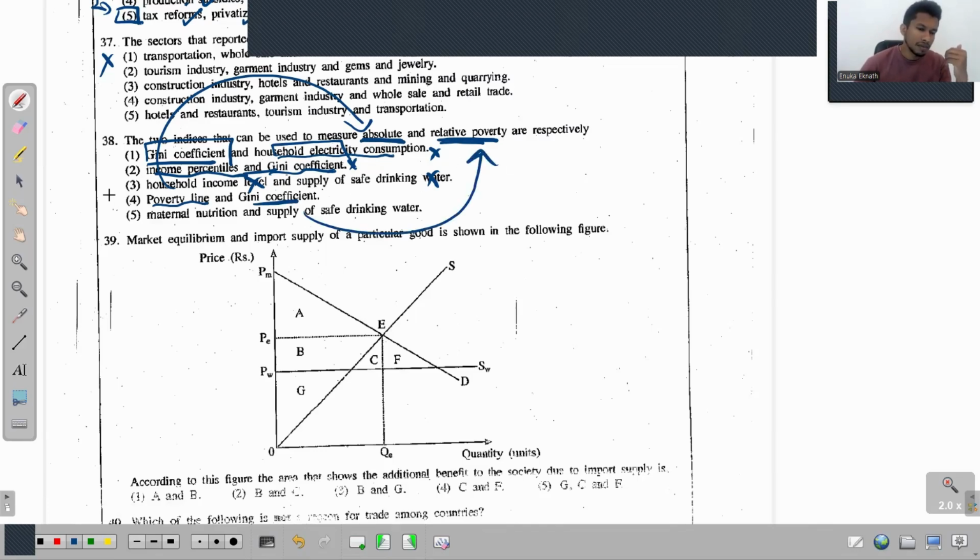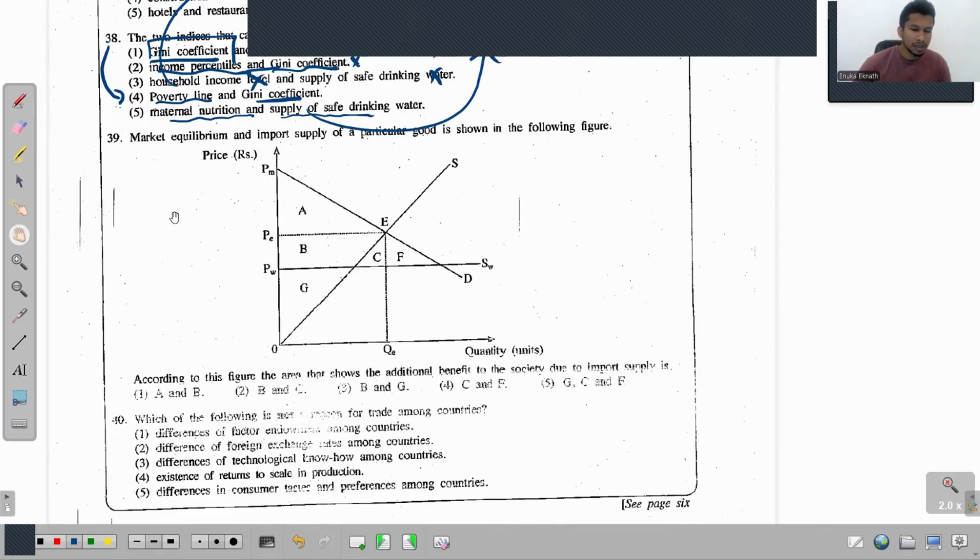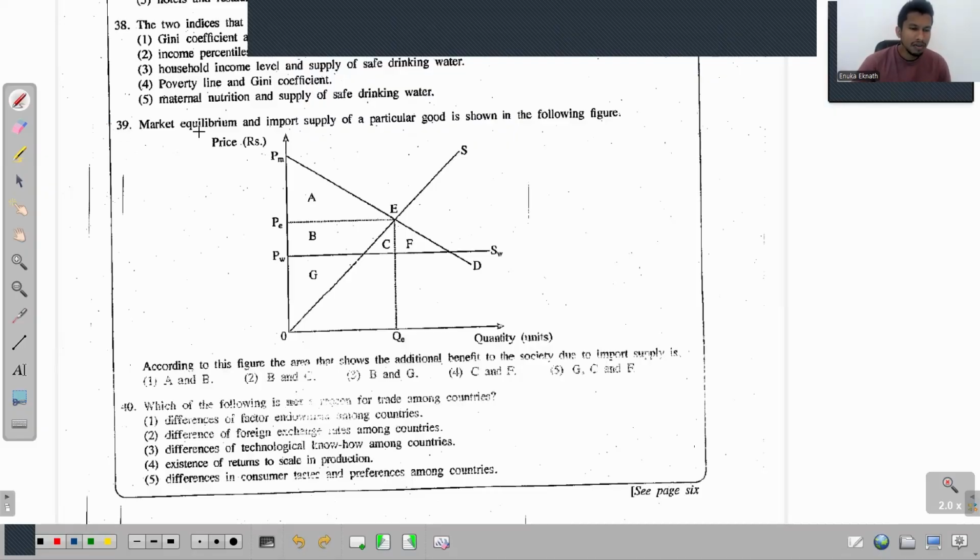So that is the answer. The fifth one, maternal nutrition and the supply of safe, again irrelevant answers. So for this question 38, the fourth one is the correct option. Look at this question 39 now.